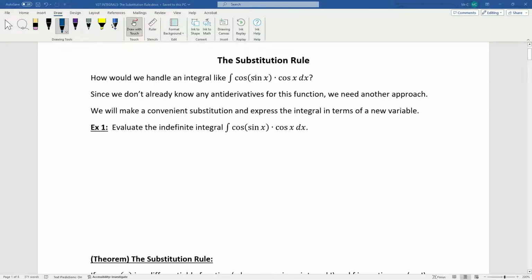The integral of cosine of sine of x times cosine of x dx. So here we have a composition of functions, right? We have one function inside the input of another function. So we don't have any way to deal with this so far. Since we don't know any antiderivatives for this function, we'll need another approach.